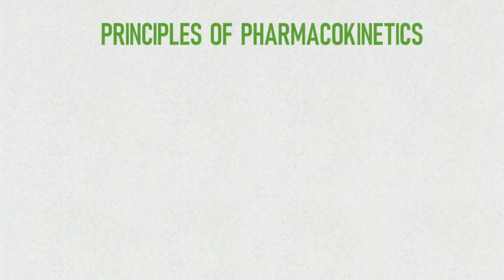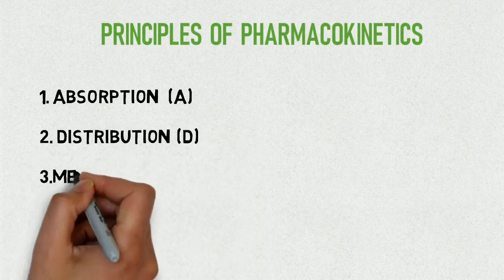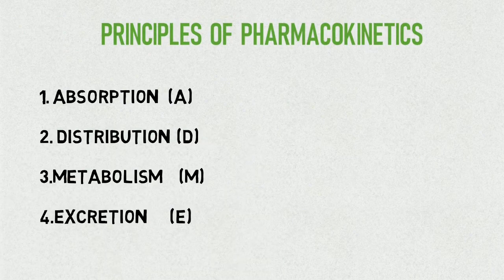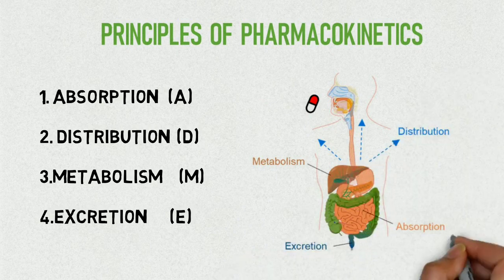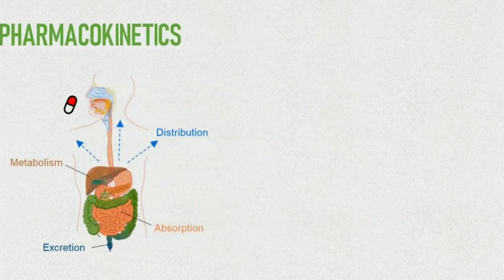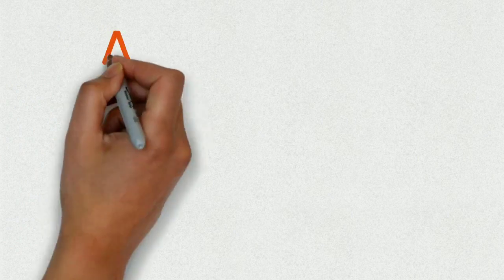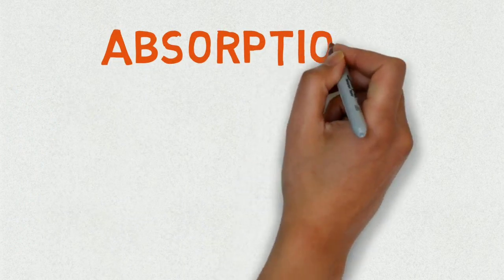Now, there are some basic principles of pharmacokinetics, which we can learn mnemonically as A, D, M, E, which are absorption, distribution, metabolism and excretion. When we take a drug in our body, firstly it goes to our GIT, then from the GIT it is absorbed, then it is distributed, then there is metabolism, the breaking down of the drug, and then excretion of that drug. Now, let's start with our first principle, that is absorption.